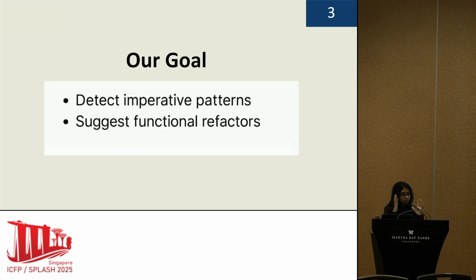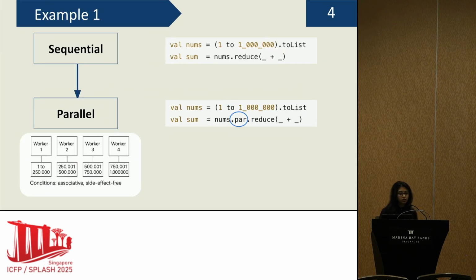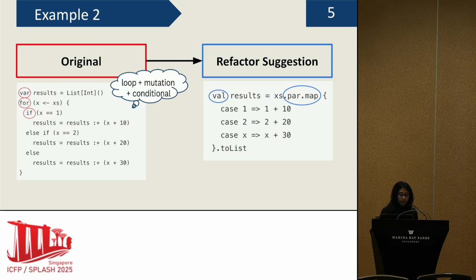We created those patterns and are suggesting the functional refactorings for the same. Let's look at an example. Suppose we have sequential code which is doing a lot of computation. If we use a .par, then it would do it in parallel, and it would be faster. So these kinds of transformations are what we are providing.